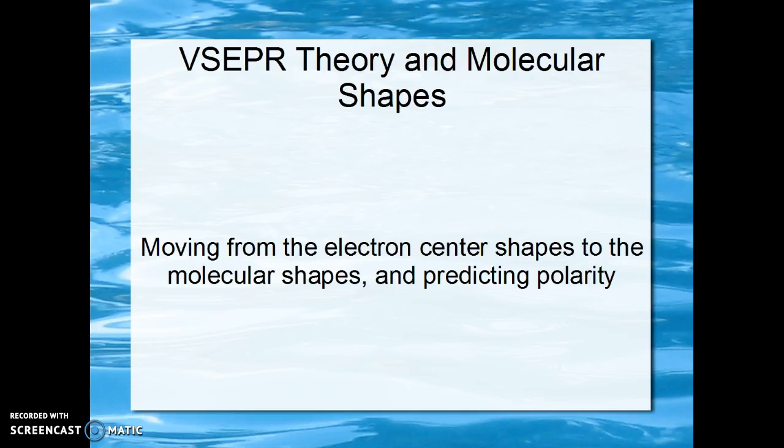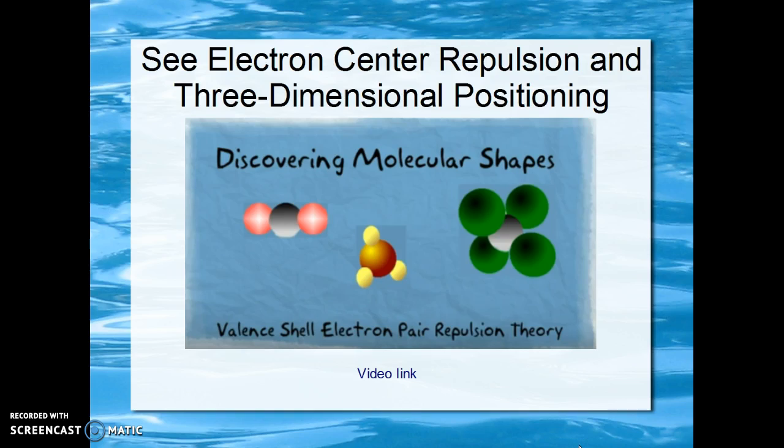Let's continue our discussion of VSEPR theory and molecular shapes and move from the electron center shapes to the molecular shapes, and let's also predict the polarity of the molecules that result. In the short introduction to VSEPR theory, electron center repulsion and three-dimensional positioning around atoms, we looked at three possible positions of electron clusters or centers around a central nucleus.